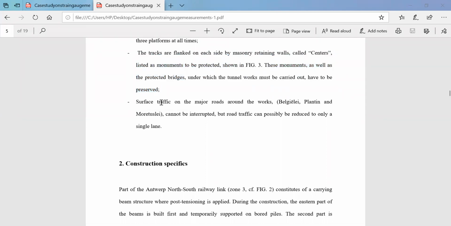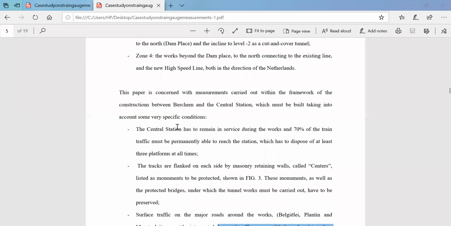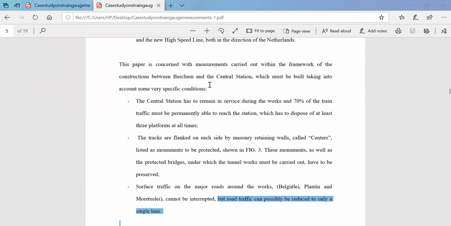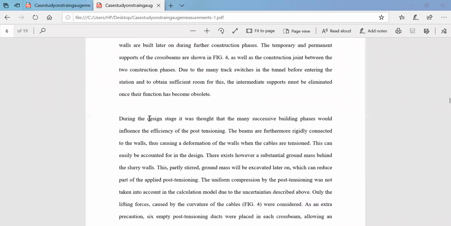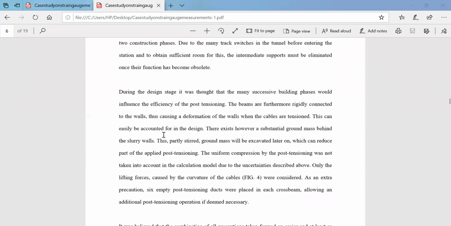And the last one is that surface traffic on the major roads around the works cannot be interrupted at any cost, but road traffic can possibly be reduced to only a single lane. So there is an option for reducing the road traffic, but the surface traffic on the major roads around the work cannot be interrupted at any cost. These were the 3 conditions across the Berchem and central stations, where the 2 tunnels are running, and as per that, the construction was being made.